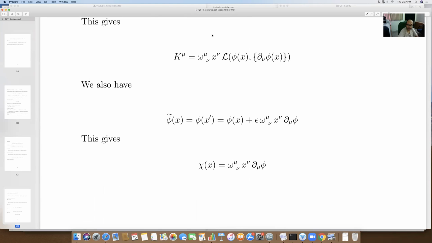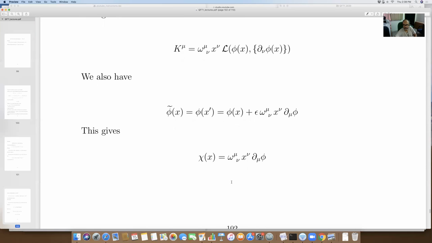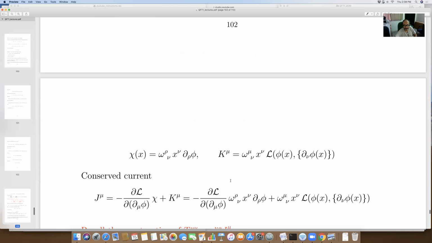And now the idea is that we will just substitute in the general expression for the Noether current to find J. Is this okay? Okay, so let me proceed.